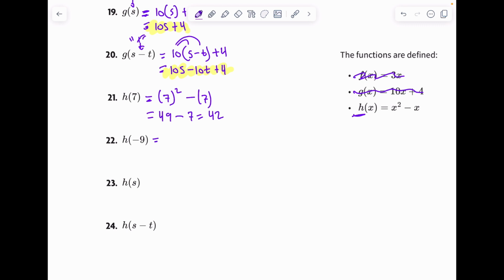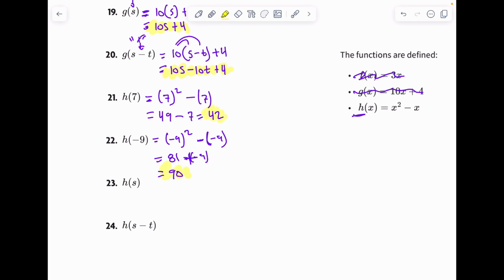Let's do h of negative 9. So I get that this is negative 9 squared minus negative 9. Be careful there, right? Parentheses are important. I'm subtracting a minus, parentheses, my negative 9. Negative 9 times negative 9 is positive 81. And then right here, a minus negative 9 means I can combine these, so I'm left with 90. So h of negative 9 is 90.